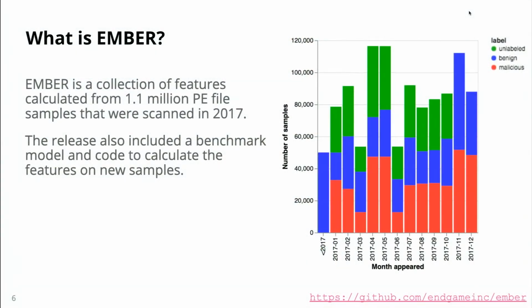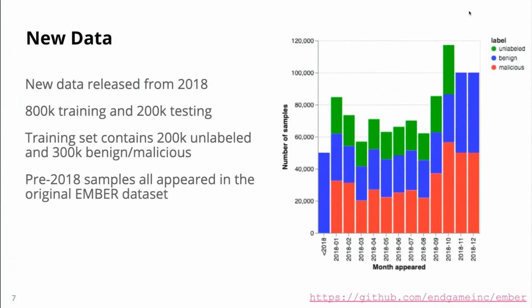So what is EMBER? It's a collection of features from 1.1 million PE files that were scanned sometime in 2017. This was the original release, which I released in spring of 2018. It includes a benchmark model and code to calculate all these features on new samples that you might have.